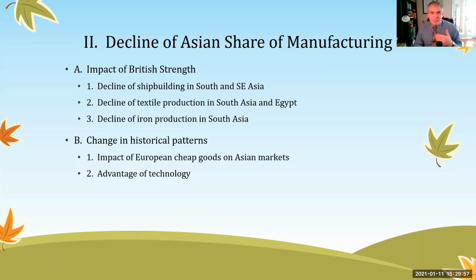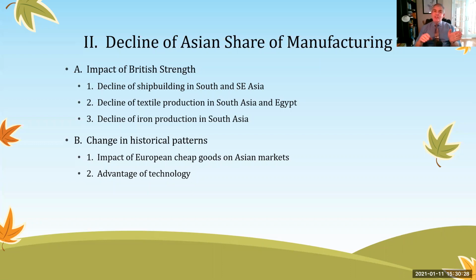And the British are going to bring a strength, particularly through their navy and then through their military, which is much more technologically advanced. And they're going to start imposing their will on these different areas of Asia. So in this case, in South and Southeast Asia, shipbuilding from people of South Asia and people of Southeast Asia is going to go into decline as the British start to clamp down on shipbuilding within that region.